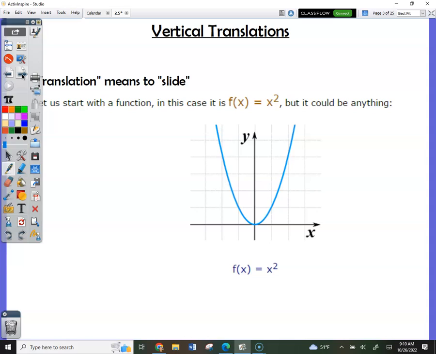It's a translation. If you go back to geometry and think to yourself, when you translate, that's where you're sliding the image. This is, I call it a shift. And you're shifting up or down. Now, this is the mother function, right? So we're going to abbreviate this with MF. This is the mother function.